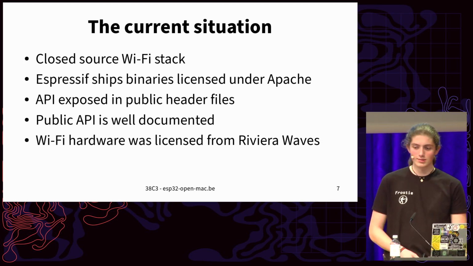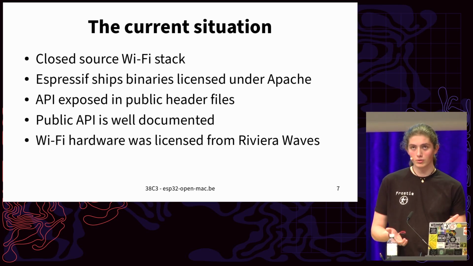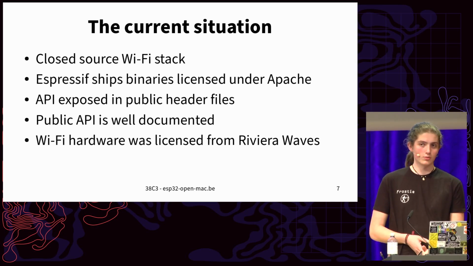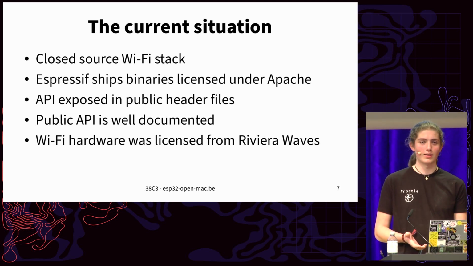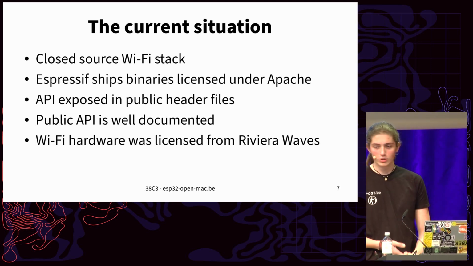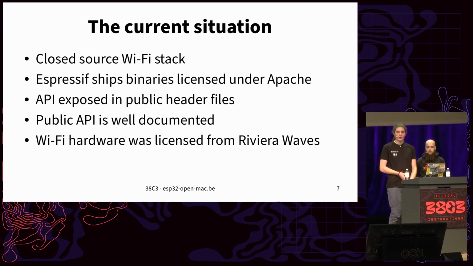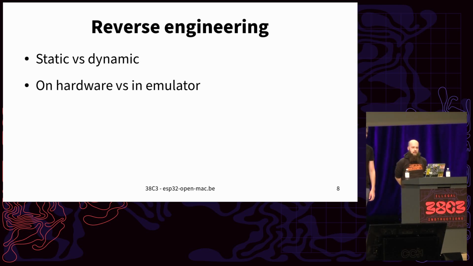And they licensed the hardware from Riviera Waves, which is now known as CEVA, as far as we know, which is also our hypothesis why they cannot publish any of this, because they're likely bound by an NDA from Riviera and therefore can't publish any of the code. But apparently they can publish the libraries under Apache, which means that we can legally reverse engineer it, and they actually confirmed this to us. And yeah, so now I'll talk a bit about our reverse engineering work.